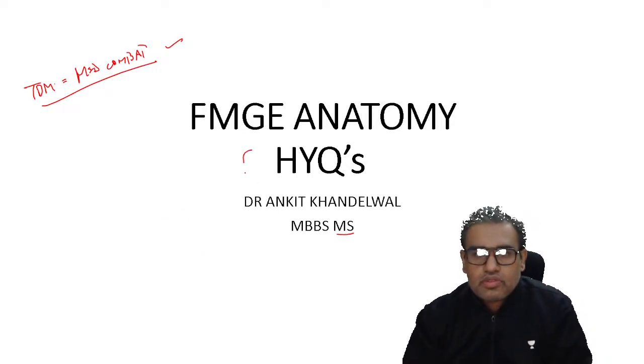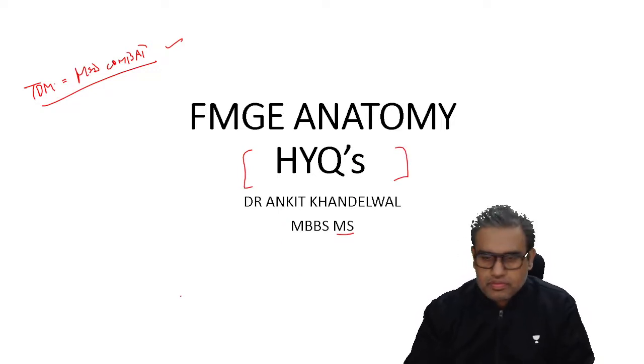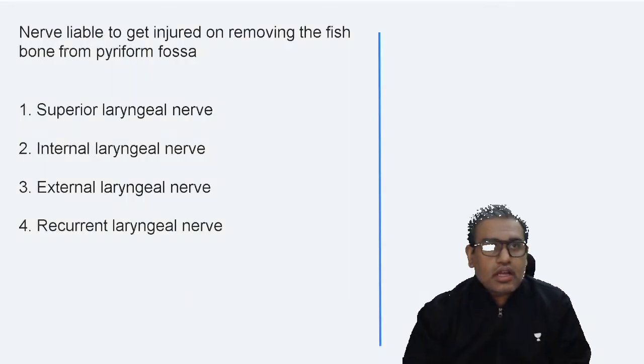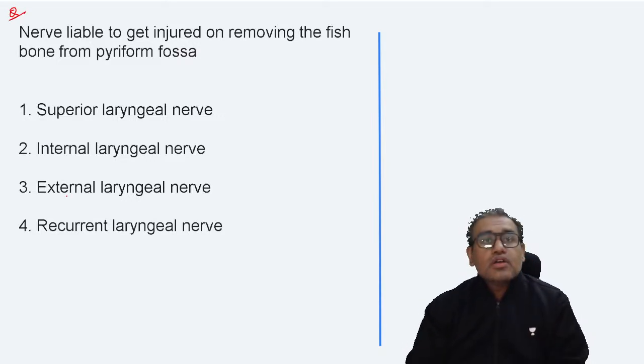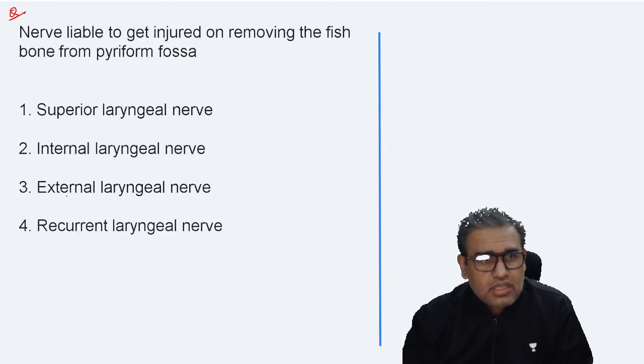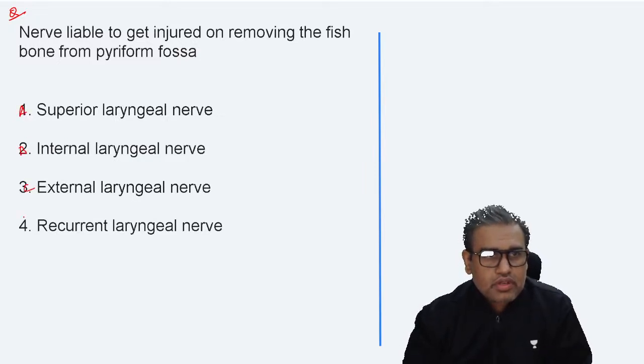So let's move on to the MCQs for anatomy, and here we go. This being the first MCQ. In the comment box, I hope some of you have joined now, you can write the options as A, B, C, D, or 1, 2, 3, 4, whatever you want to write. That makes not much of a difference.